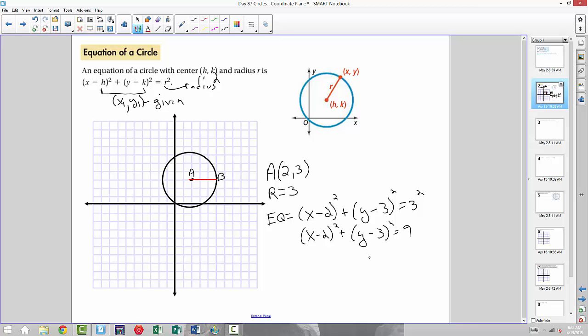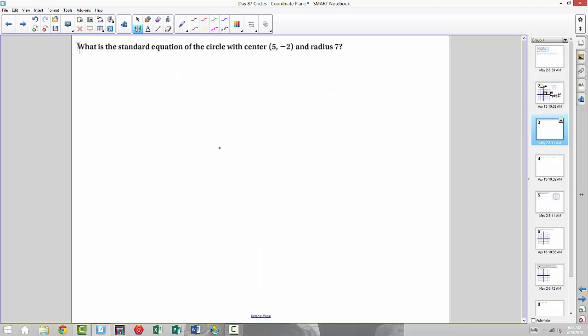So A is your given point of the center of a circle, and you're going to have to find your radius. Radius is using your distance formula. So what's the standard equation of a circle with center (5, negative 2) and radius 7? Well, here's my h, k, here's r.